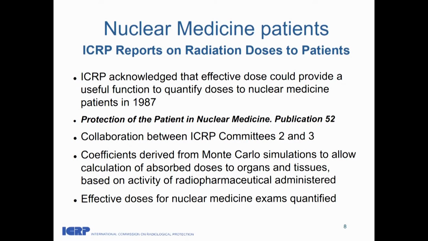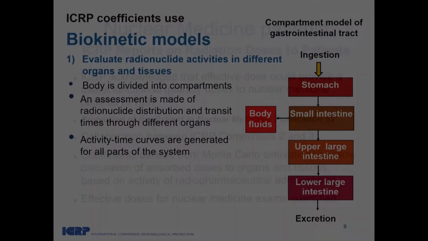And so in nuclear medicine, for instance, the ICRP acknowledged back in 1987 in Publication 52 that effective dose could provide a useful function to give a measure of the dose to the patient. Since that time there's been ongoing collaboration between Committees 2 and 3 to derive coefficients with which we can calculate organ and tissue doses in reference phantoms and effective doses for nuclear medicine examinations.